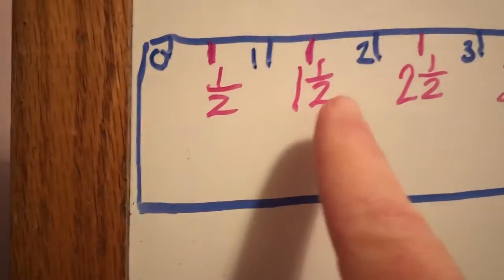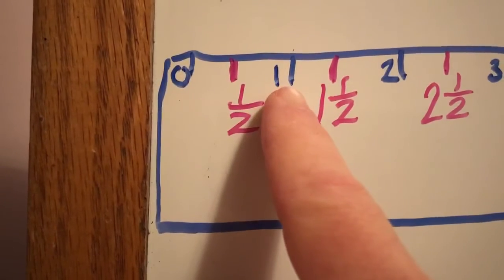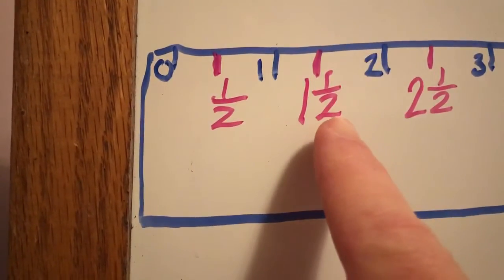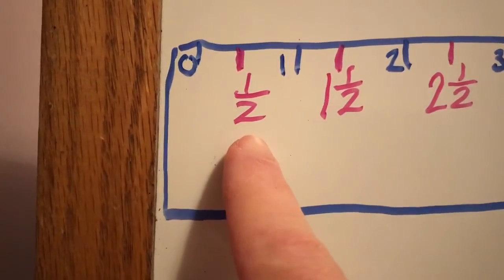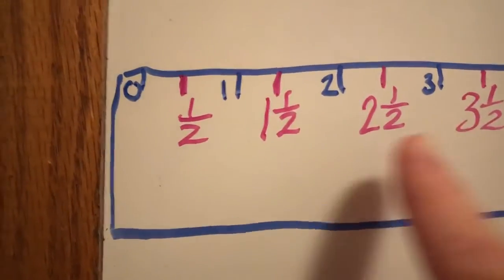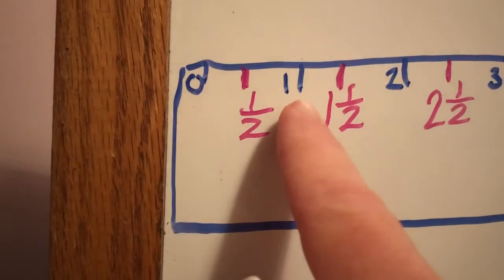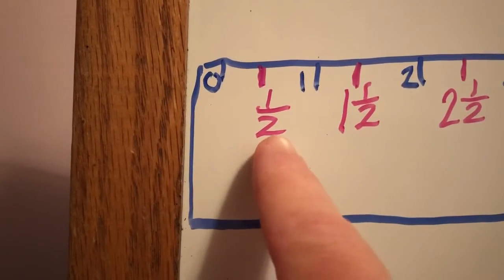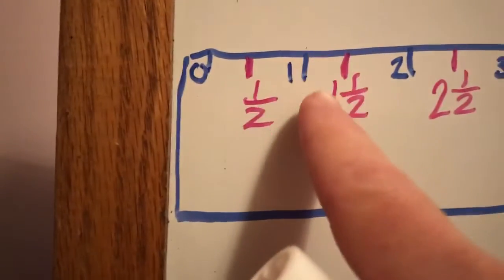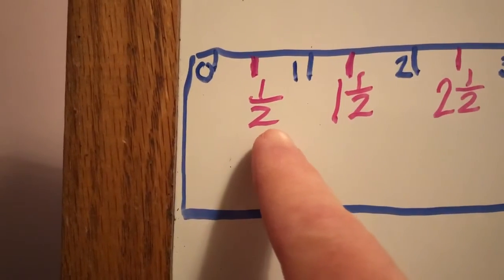Why is that not 1 and 1/2? Okay, here's the 1, right? So then this would be 1.5 between the 1 and the 2. Look at this one. Notice we don't have a whole number in front of this one. Why? Well, because we're not even to the 1 yet. We don't even have 1 inch yet at this little mark right here. Okay, so this is half of an inch. So that is why it is just the fraction 1/2.